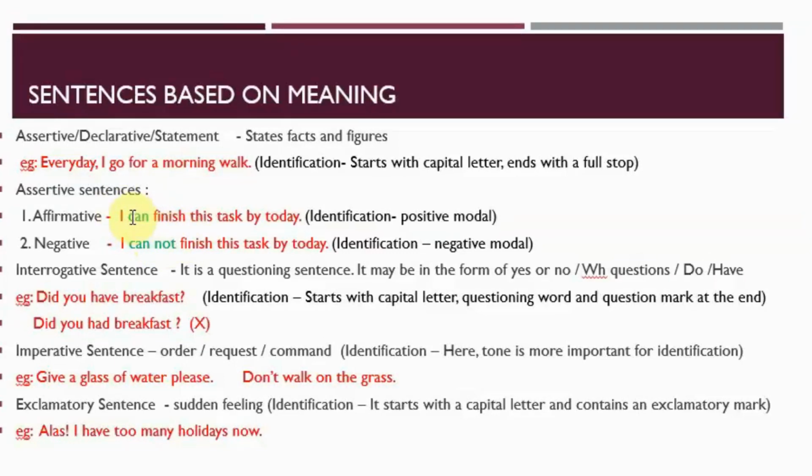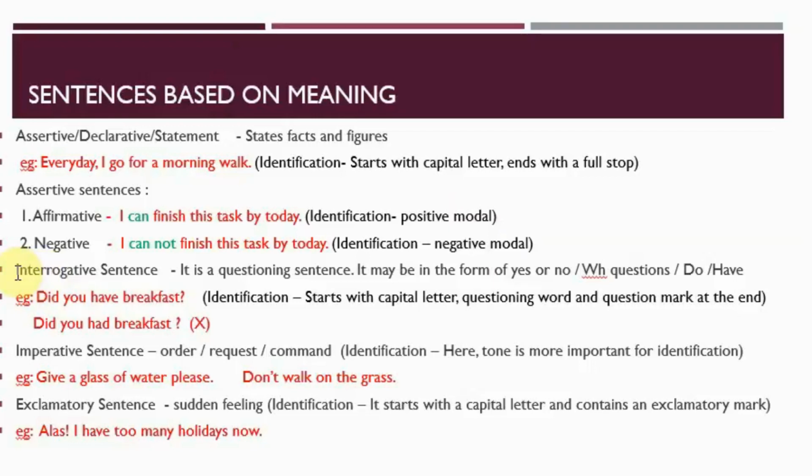Let us see the example and how it changes the meaning. I can finish this task by today. A person is saying that he can finish the task by that day itself. And in the second sentence, he is mentioning, I cannot finish this task by today. He confirms that he won't be able to finish the task on that particular day. So the only difference is positive modal and negative modal.